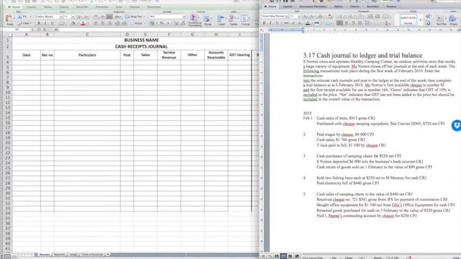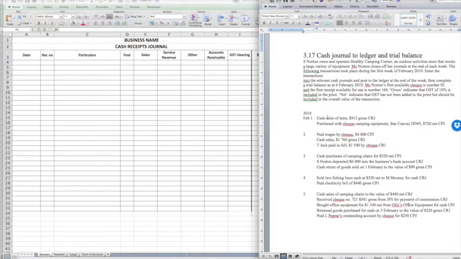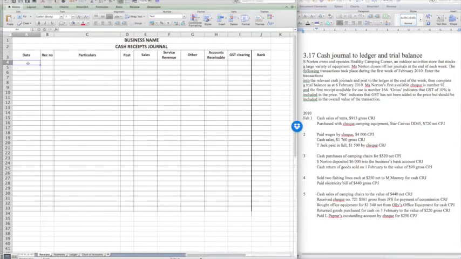Okay, so the first thing we need to do when we're looking at a question like 3.17 is to classify the transactions as either cash receipts journal or cash payments journal. If you look through here, I've already done that, so that's the first part of the question done. So we'll go through and select out all of the cash receipts journal ones now and pop them into here. On the 1st of February, we had cash sales of tents for $913 gross. So I'll pop those in.